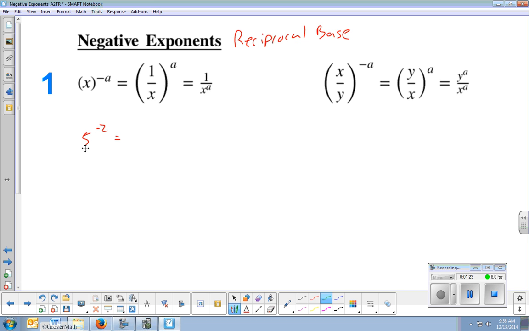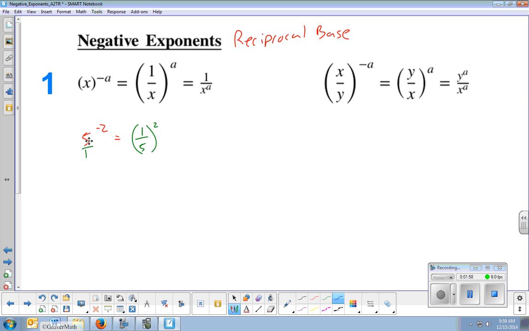So 5 is not a fraction, but we know it could be made a fraction by simply putting it over 1. If you think of it as 5 over 1, the reciprocal of 5 is then 1 over 5. So the negative means reciprocal base. The reciprocal of 5 is 1 over 5, and we still have the 2. So when we reciprocal the base, the negative exponent becomes a positive, regular exponent. And we deal with that just like we deal with every exponent we've been dealing with for years.